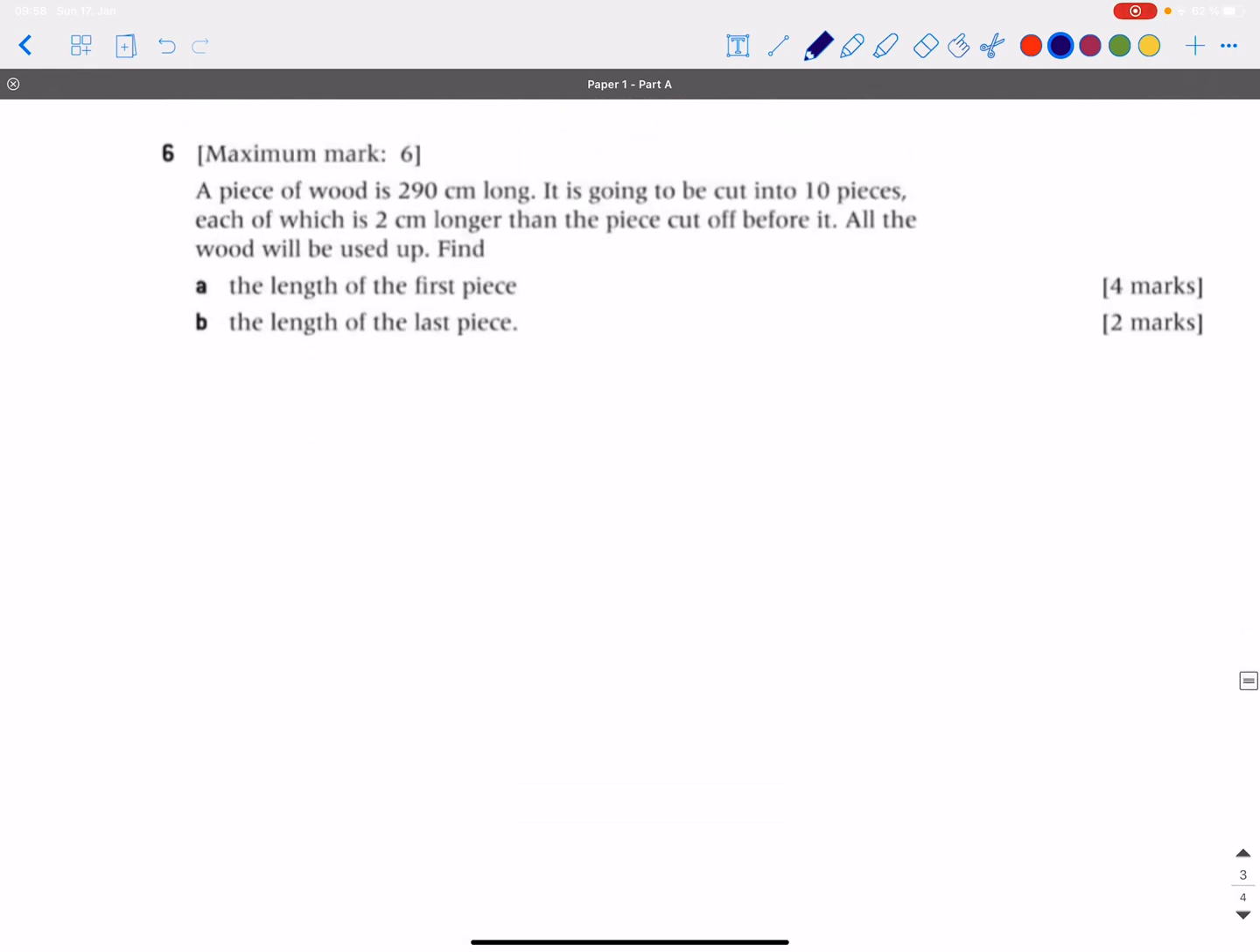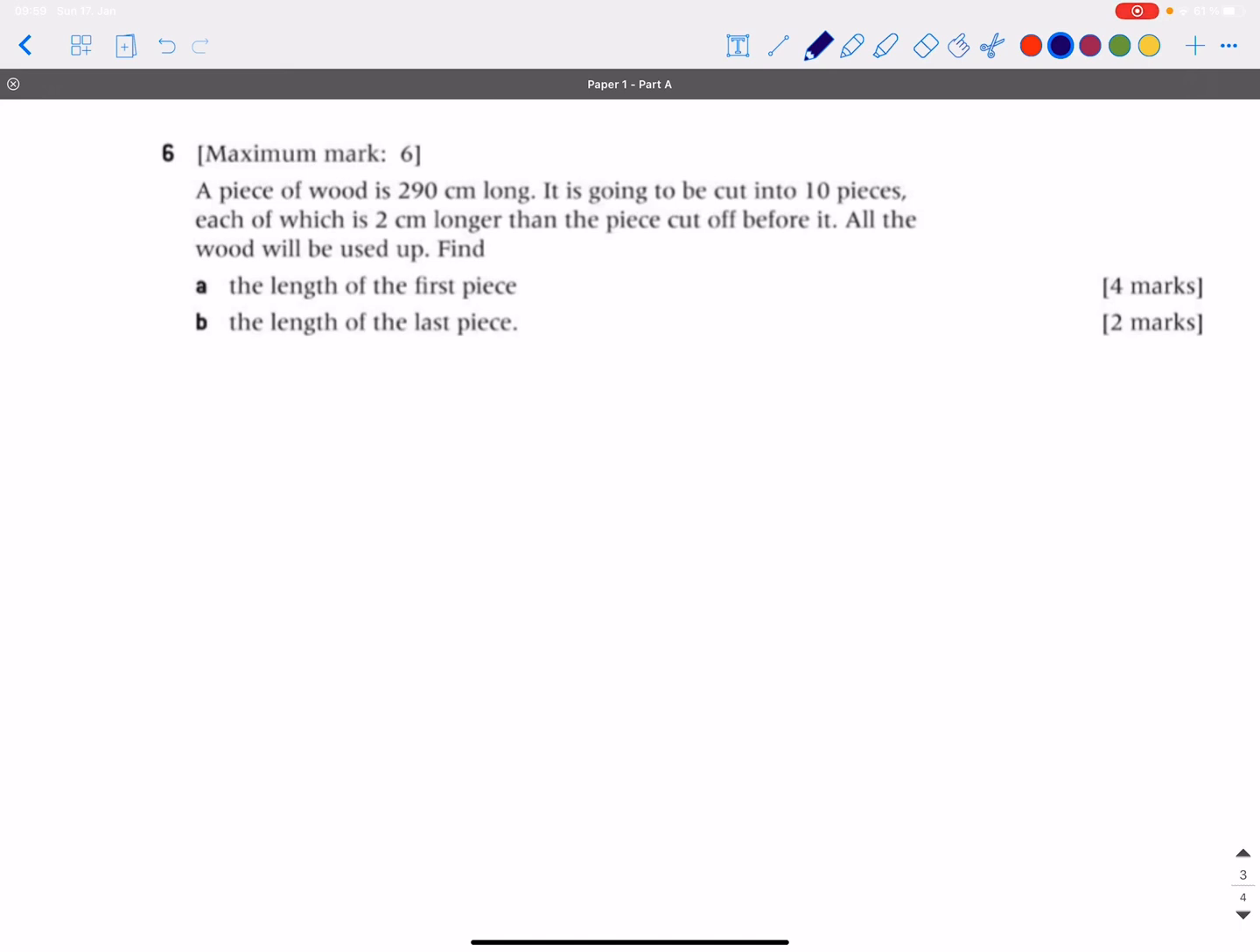Number 6. A piece of wood is 290 centimetres long. It's going to be cut into 10 pieces, each of which is 2 centimetres longer than the piece cut off before it. All the wood will be used up. Find the length of the first piece and the length of the last piece.